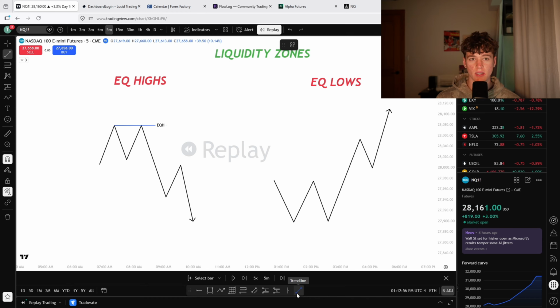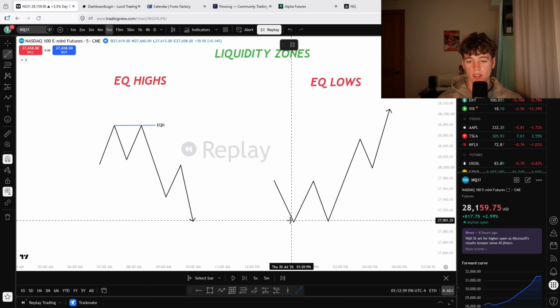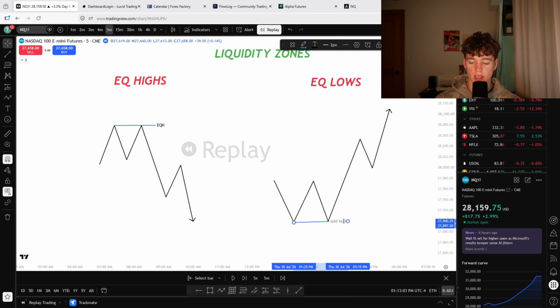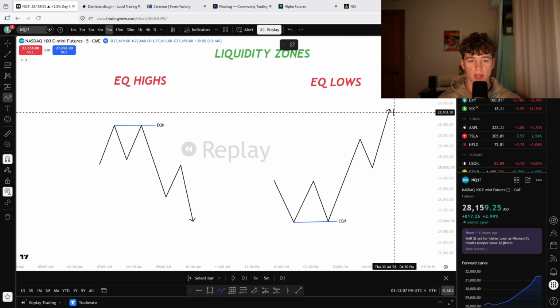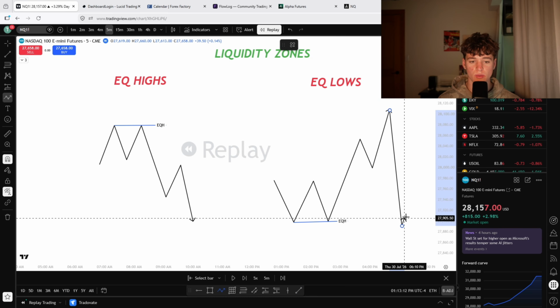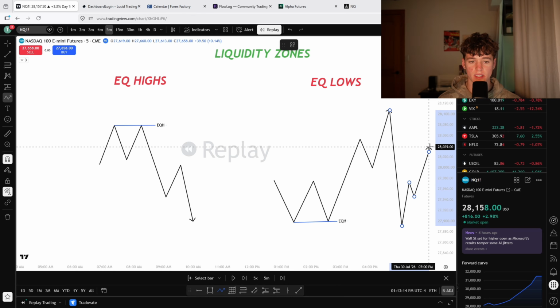And the exact same thing just reversed is going to be equal lows. And obviously that's when you have perfectly equal lows, just like this. And obviously the same thing's going to want to happen. Price is going to seek out liquidity. Price is going to move towards these equal lows, sweep them, and then continue in the opposite direction.